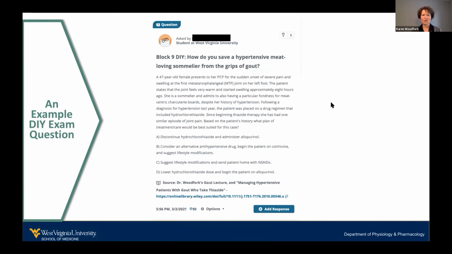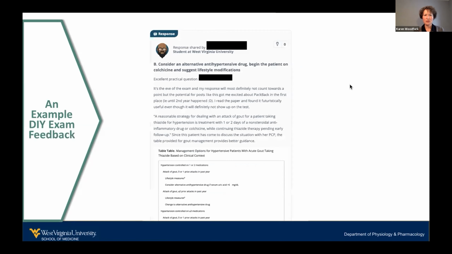Here's an example of a question that a student has posted where you can see it's a case-based question, and then there are these multiple choice answers, and then there are sources that are given here. And then a student can click add response to add their response to describe why the right answer is right and why each of the other answer choices is wrong. Here's a response where a student is talking about this.